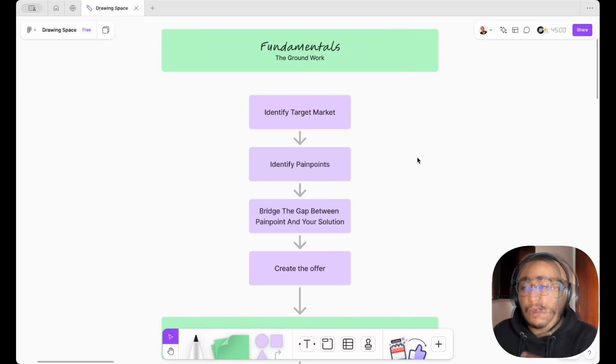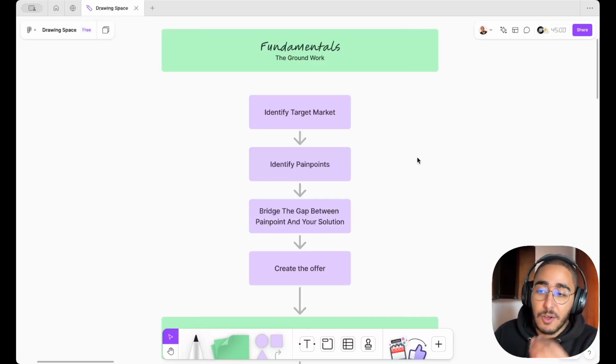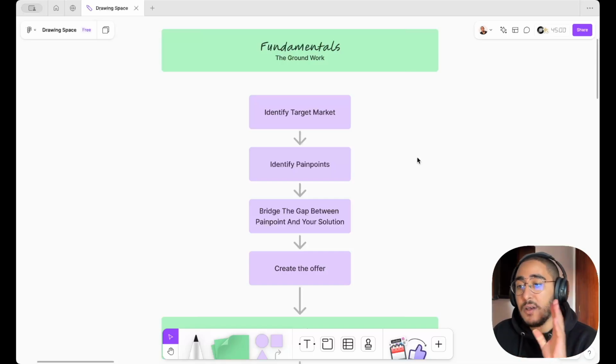So we will be covering the essential strategies and thought process that goes behind building an efficient demand generation system that is data driven, scalable, and most importantly, fit for your own offer. So let's get started. We'll start with the fundamentals or the groundwork that we do with our clients before getting started, which is first we identify the target market.